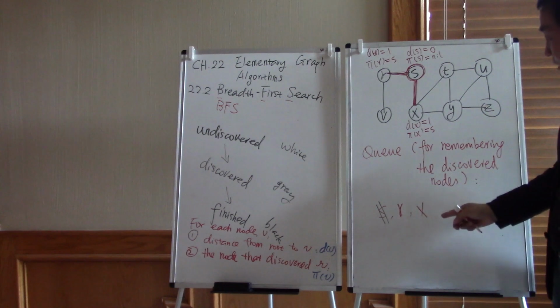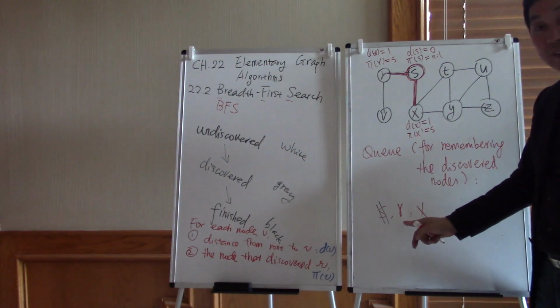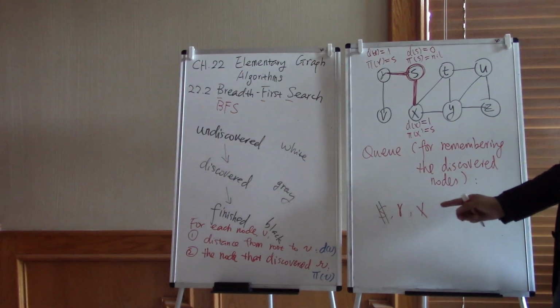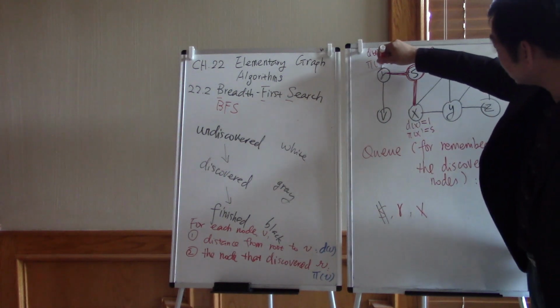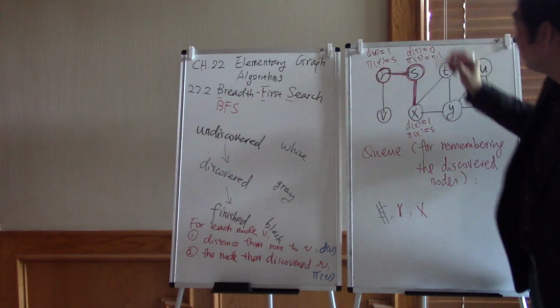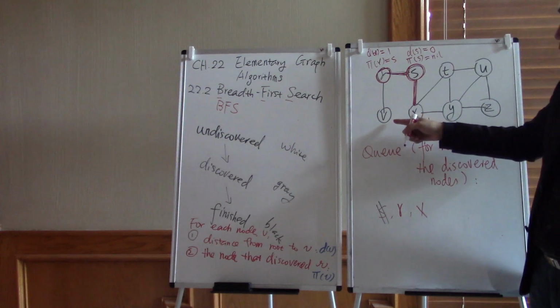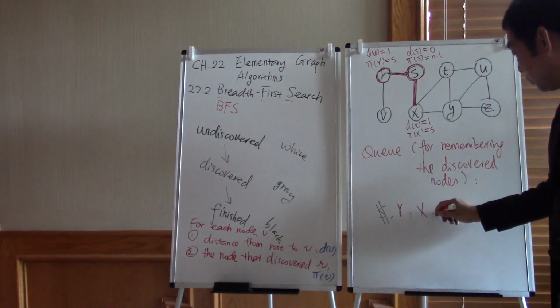Okay, so now we're done with all the neighbors of S. Let's take a look at this Q again. A Q is a first in, first out data structure, and right now R is at the front, so let's look at R. For R, let's check its neighbors. R has only one new neighbor, which is V. Okay, so let's put V into the Q.